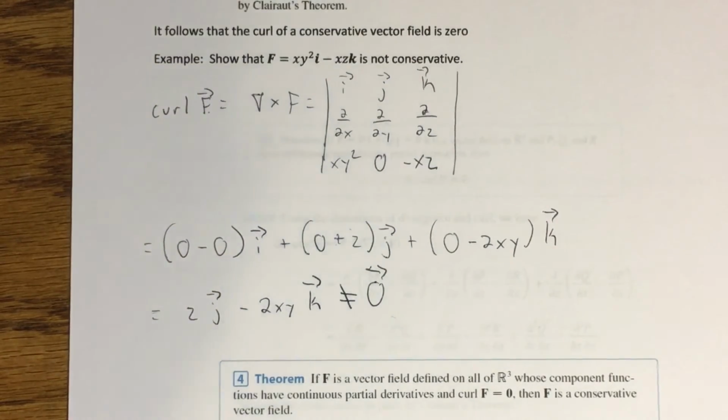But like we said, if the curl did come out to 0, at least according to that theorem, this would have been inconclusive. What we would need to show that it's conservative is some kind of converse of that theorem. And that's what we're going to talk about next.